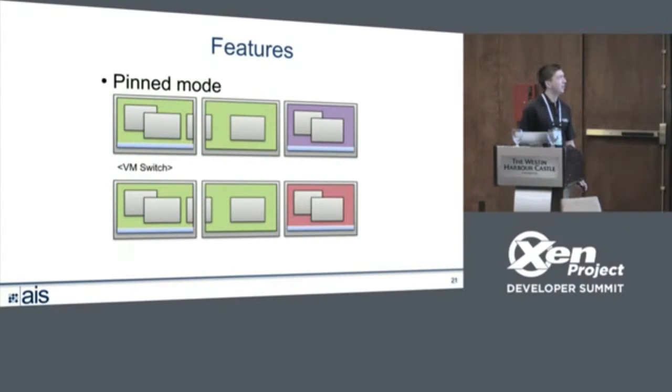And then this is kind of an example of pin mode where right now there's a purple, red, and yellow VM. The yellow is shared. And you can switch. Actually, I'm sorry. The yellow is pinned. When you do a VM switch, on the right side, that's the shared display. It's going to put any other VM that does not have dedicated pinned monitors. It's going to use that shared display.